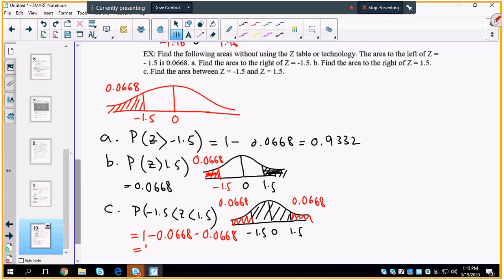Because I'm subtracting the same thing twice, I can multiply that by 2. 2 times 8 is 16, or you can use your calculator and subtract it twice. I prefer multiplying. 2 times 8 is 16, 2 times 6 is 12, plus 1 is 13, and the same thing, so I get 0.1336. So this is 0.8664. That's the required area between the z-scores of negative 1.5 and 1.5.